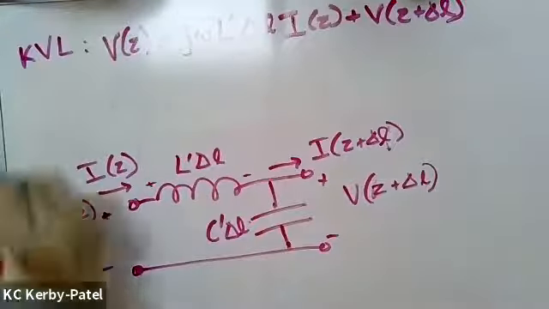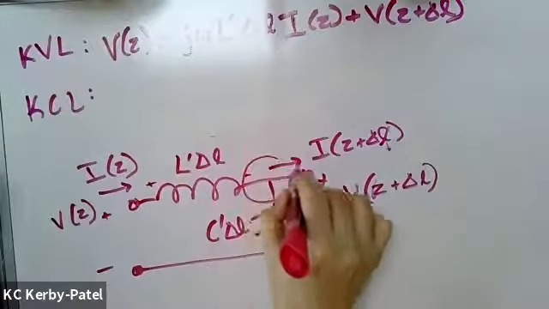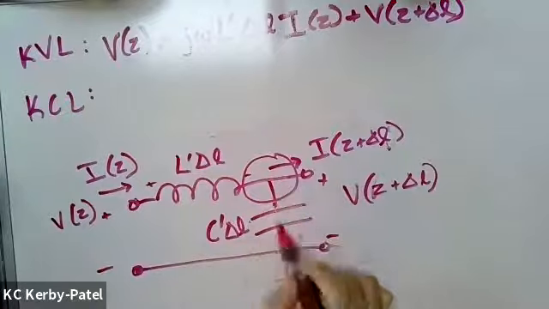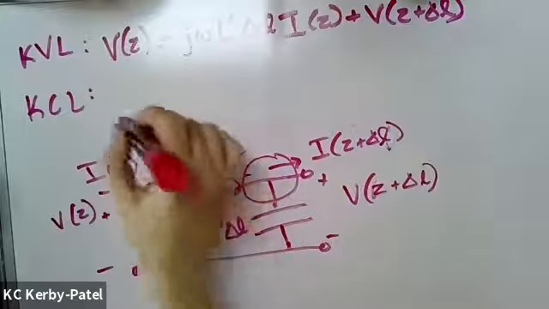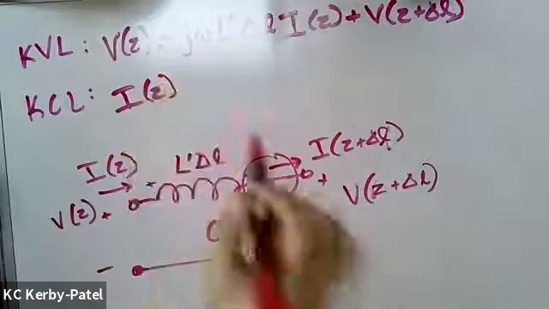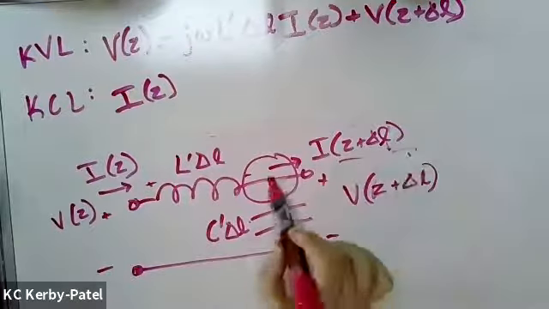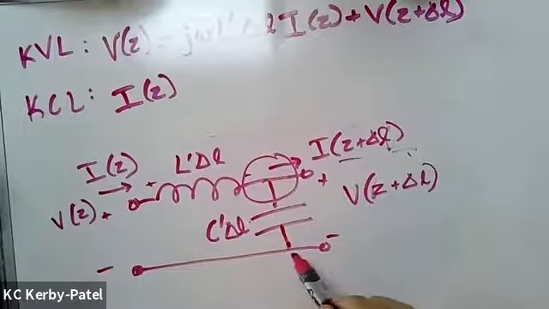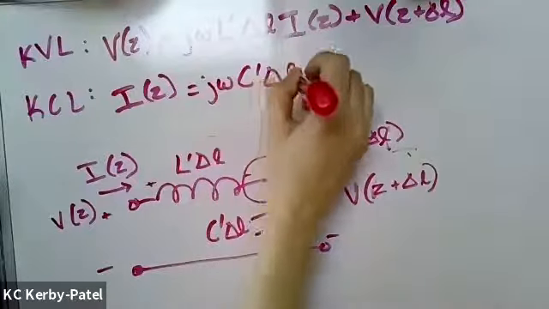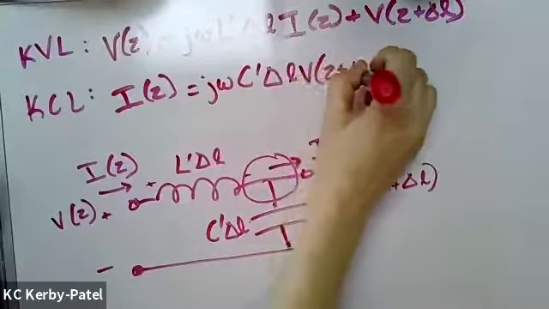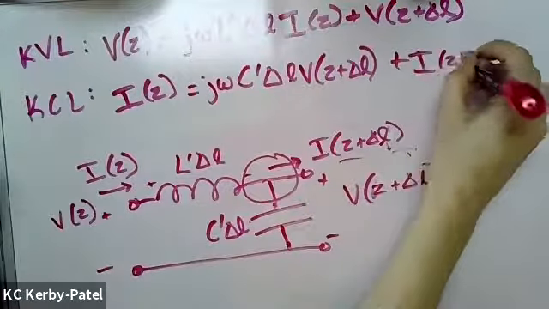That was KVL, Kirchhoff's voltage law. I can also write down Kirchhoff's current law, KCL, which I'm going to write for this node right here where the capacitor is attached. The current coming in and going through this inductor is I of Z. And there are two pathways through which it can leave this node. It can leave through I of Z plus delta L, or it can go through that capacitor. The current through the capacitor is j omega C prime delta L V of Z plus delta L. And then over here we have the other one, I of Z plus delta L.